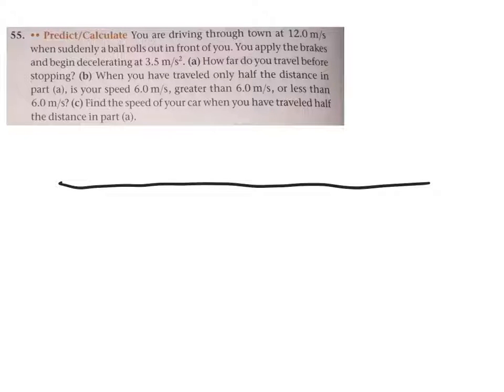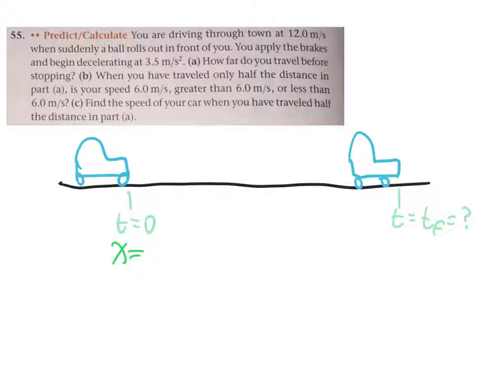So we'll have our car at the start, and then the car somewhat later. We'll call this t equals 0, and we'll call this t equals some final time that I don't know. And we'll also say that this position is 0, and this is some final position that I also don't know, but is my point from part A, so that's what I'm going to try and get.